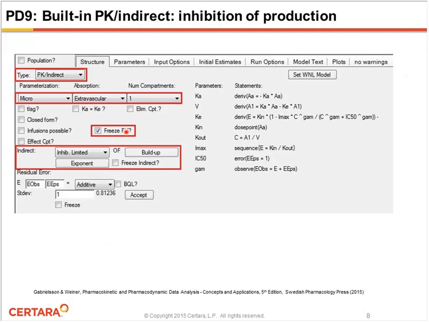And then to set up the indirect response model, make the menu selection shown here. So inhibition limited of buildup, and then toggling this to exponent will include gamma in the model. And we see to the right here that the PML statements get written automatically when these built-in selections are made.